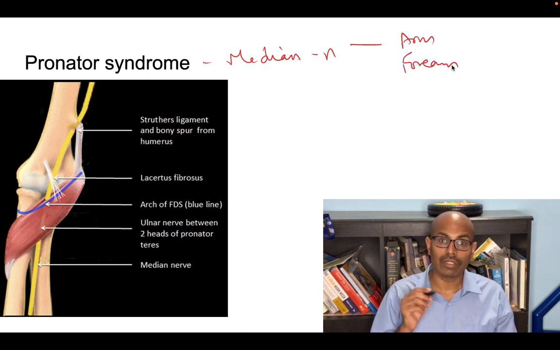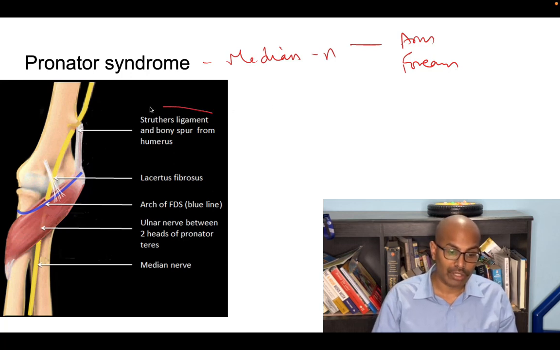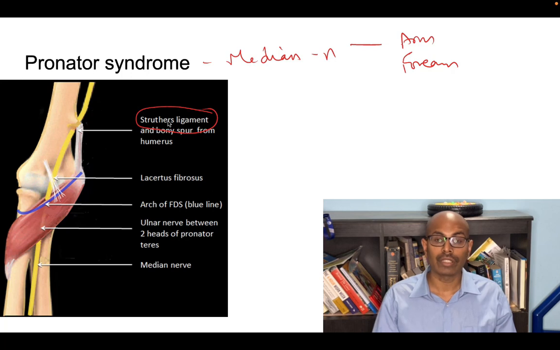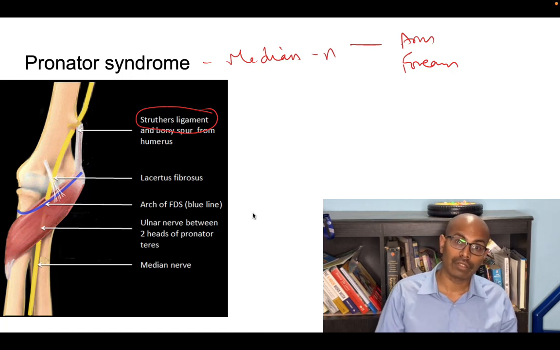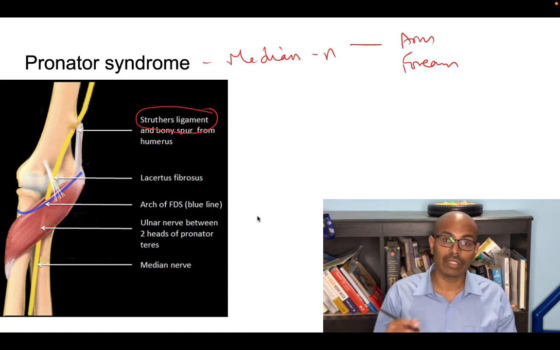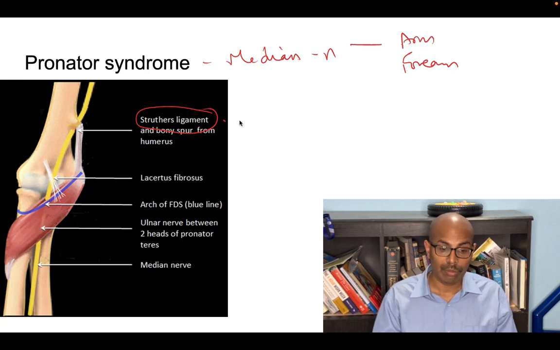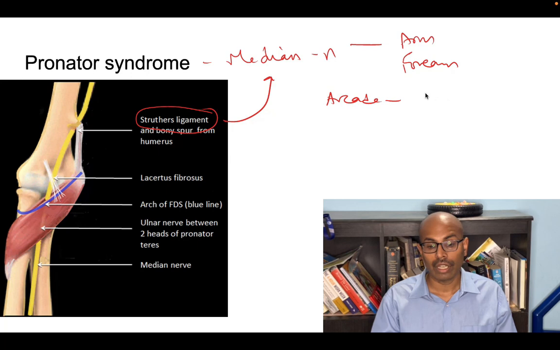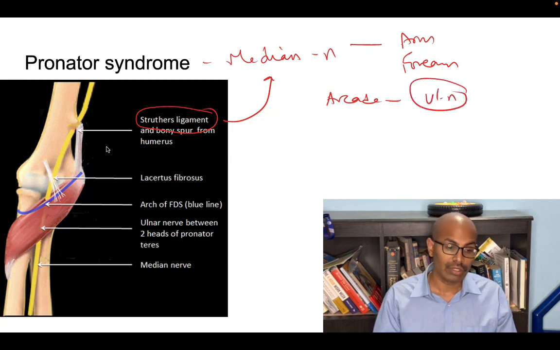What are the structures that can cause compression of the median nerve in the arm and forearm? In the arm, you can get compression from the Struthers ligament. Struthers arcade is different, Struthers ligament is different. Struthers ligament is the one which causes compression of the median nerve, whereas arcade of Struthers causes compression of the ulnar nerve. So this is the first structure that can cause a compression of the median nerve in the arm.